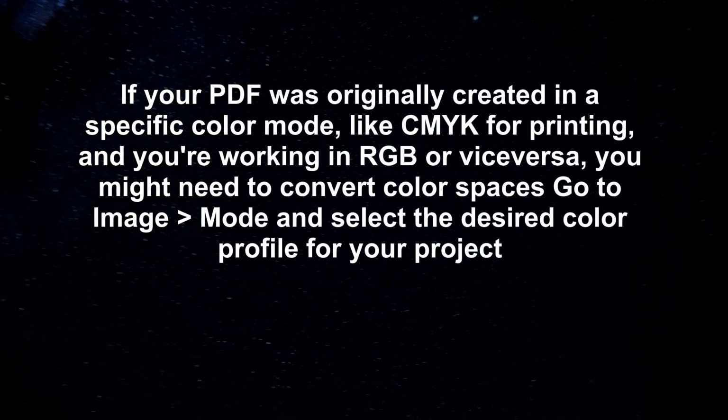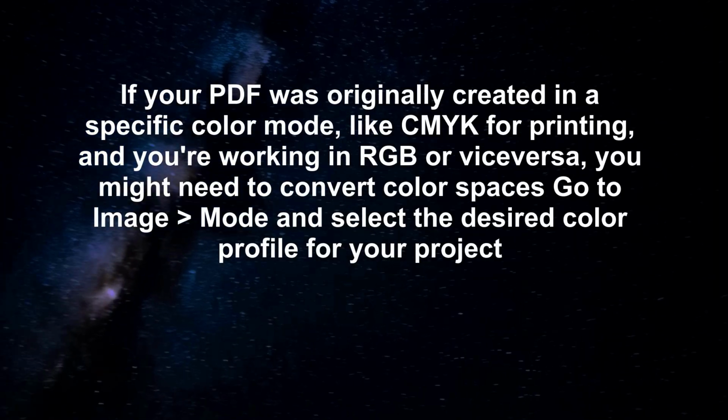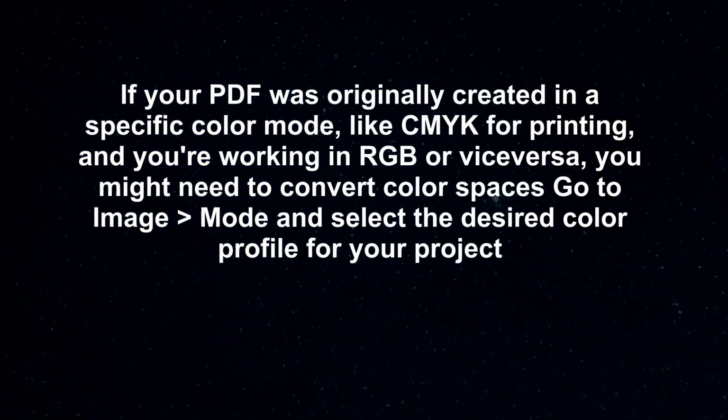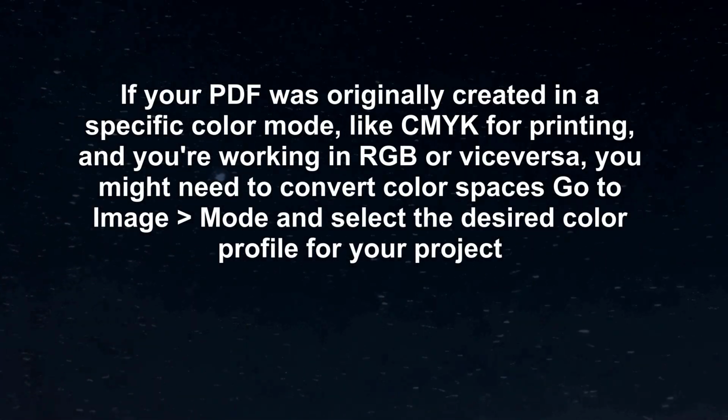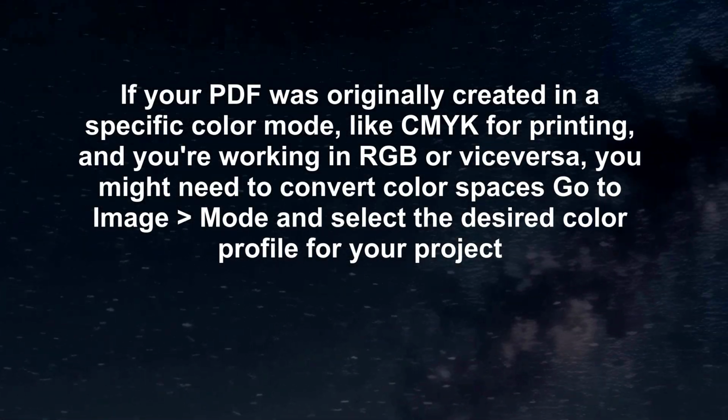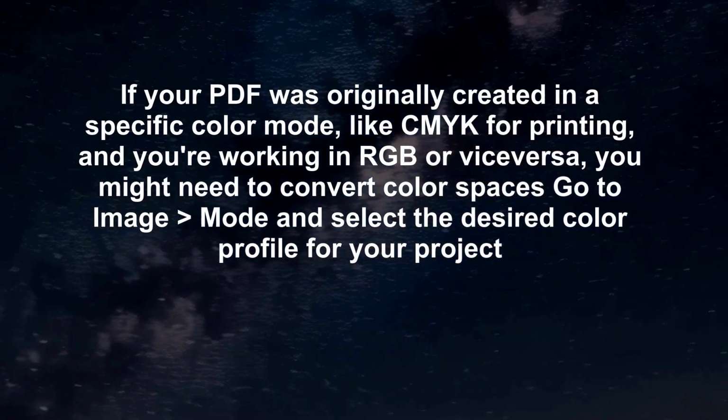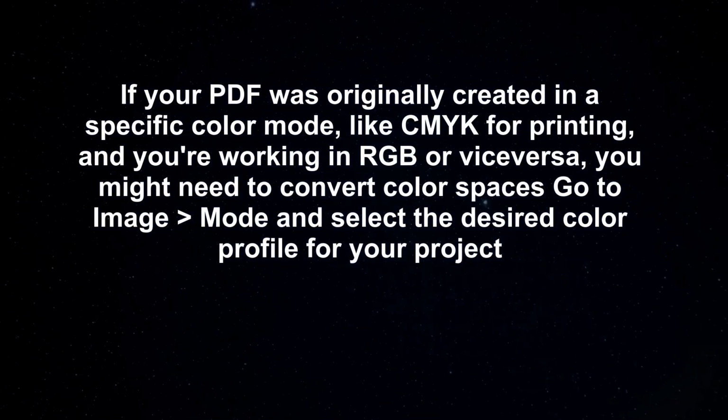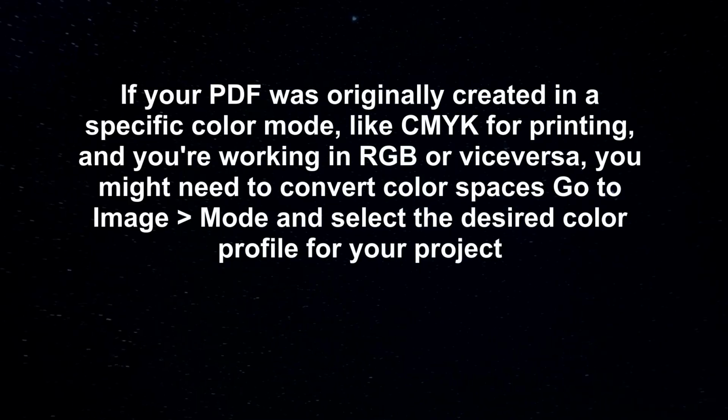If your PDF was originally created in a specific color mode, like CMYK for printing, and you're working in RGB, or vice versa, you might need to convert color spaces. Go to Image, Mode, and select the desired color profile for your project.